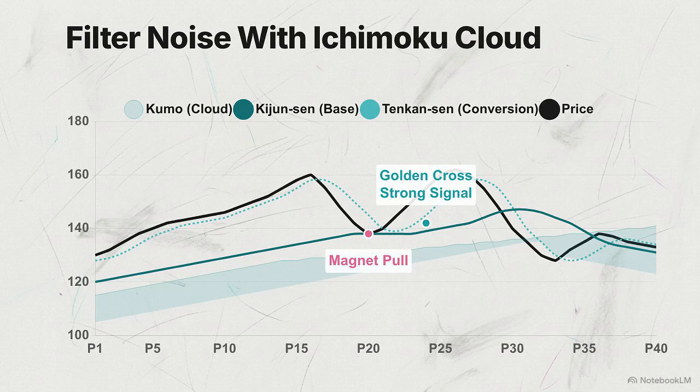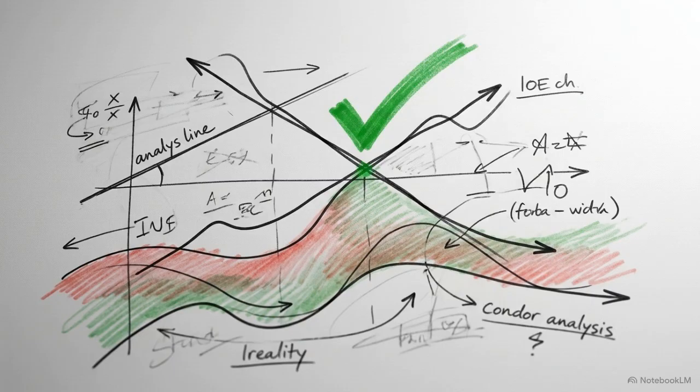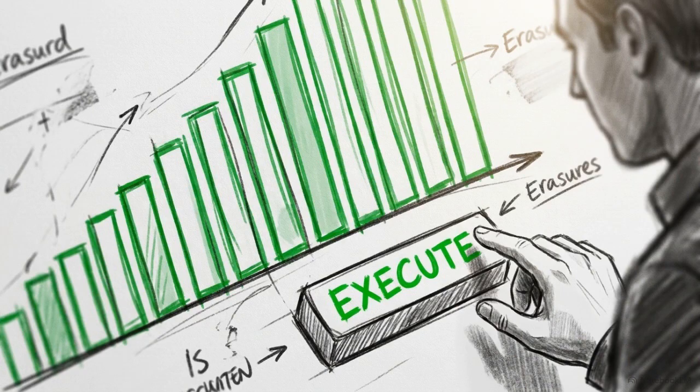But look at this crossover happening directly inside the cloud. Is this a valid signal? In this system, the cloud represents a zone of indecision. Crosses here are often just sideways noise. A golden cross above the cloud is a strong alert, but taking the trade requires checking if the trend still has the momentum to sustain a move.